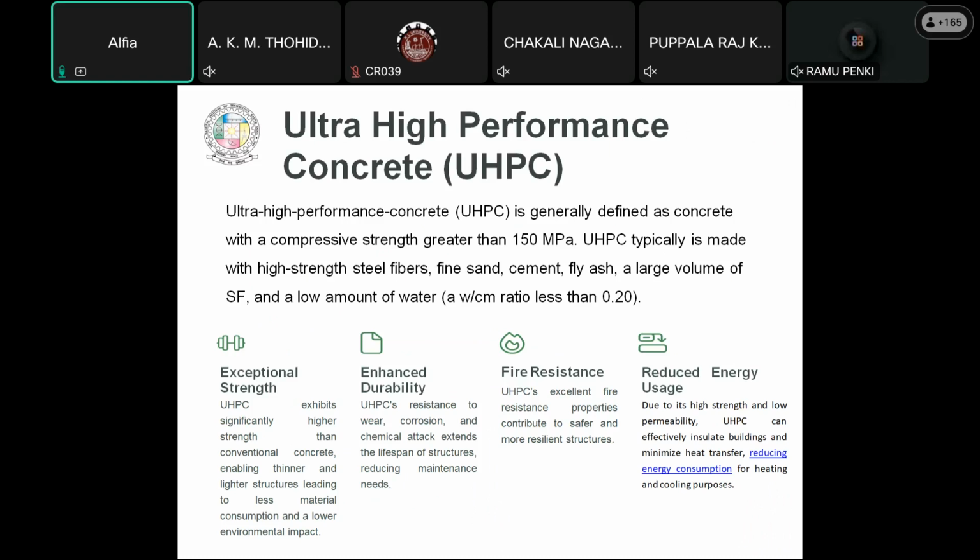So they are typically made with high strength steel fibers, sand, cement, fly ash, and a large volume of superplasticizers, that is silica fume, and a very low amount of water, that is up to 0.20. Okay.